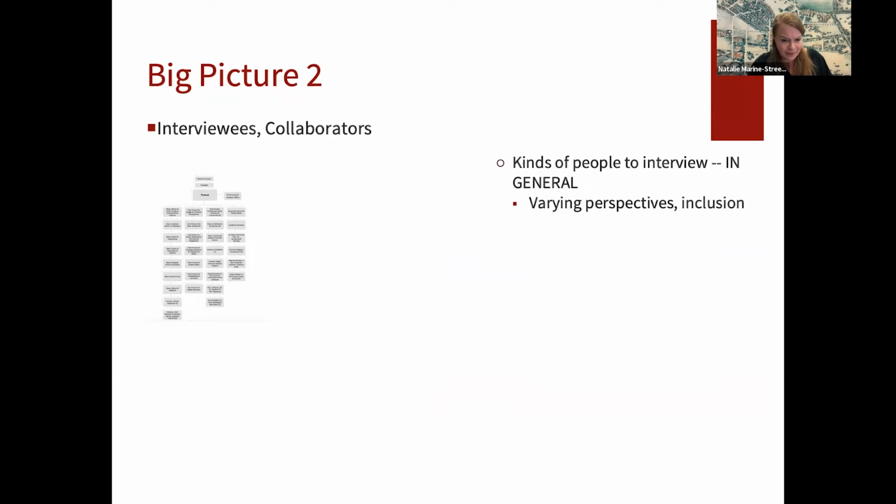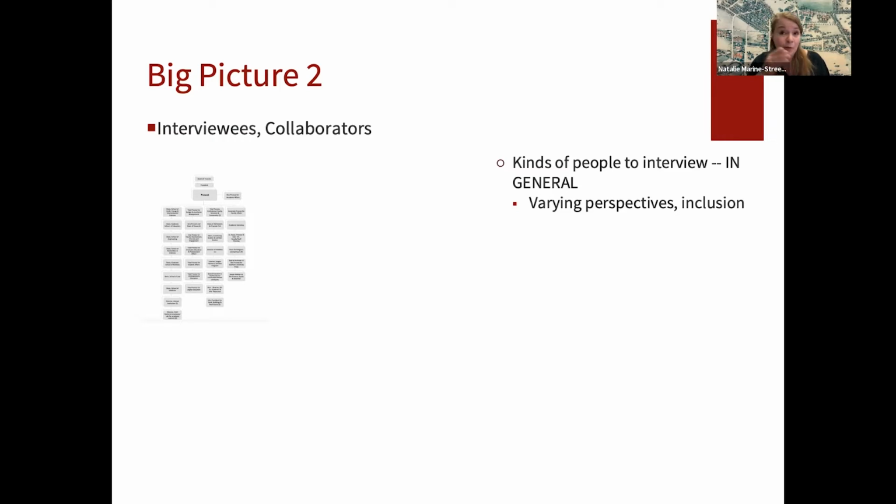So here I have an example. You probably can't see much of the detail, but this is the org chart at Stanford for the provost's office. There's all kinds of different offices that report up under the provost. If you're trying to document the history of Stanford University using the methodology of oral history, this org chart becomes very important, because you want to think about getting perspectives from each of these different organizations.